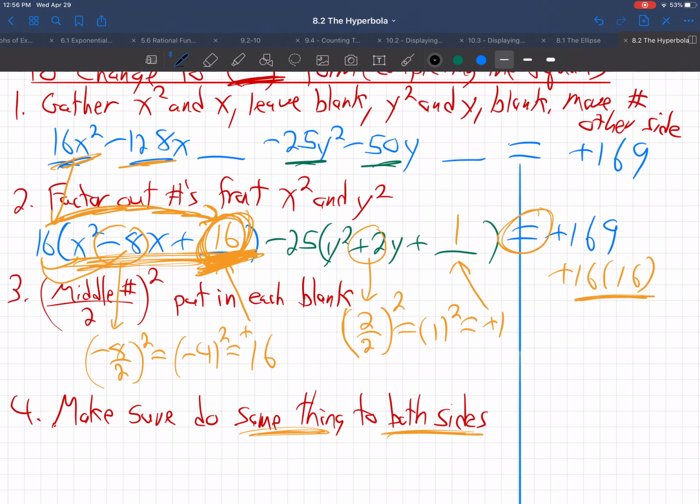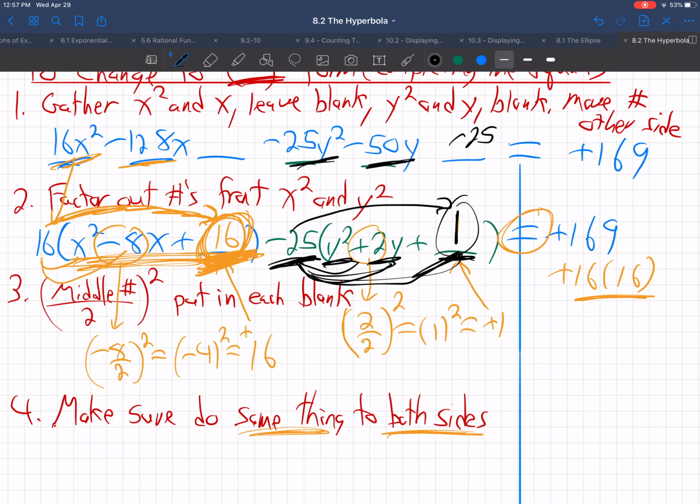And then what did you do here? You put a 1 in. But that's under the influence of a minus 25. If I was to multiply out this side, I'd get minus 25y squared, which was there all along, and minus 25 times 2y would be minus 50y, which was there all along. And minus 25 times 1, that'd be a brand new minus 25 that was not there all along. So I changed the left side by minus 25. I've got to change the right side also by minus 25. So I'm really doing the same thing to both sides.